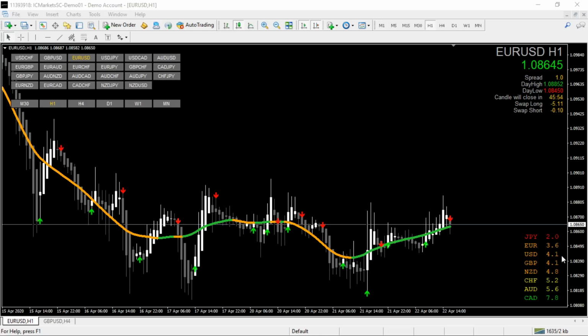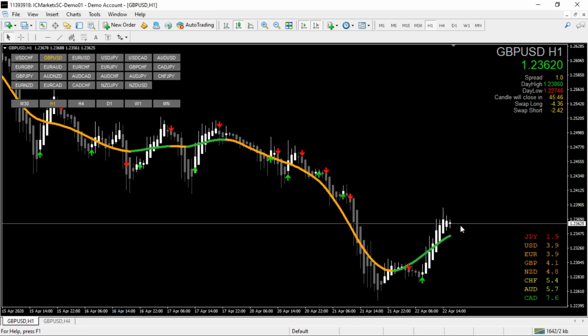So we'll open that currency pair and see, and you can see now the chart shows a sideways market. So there is no trending market right now.